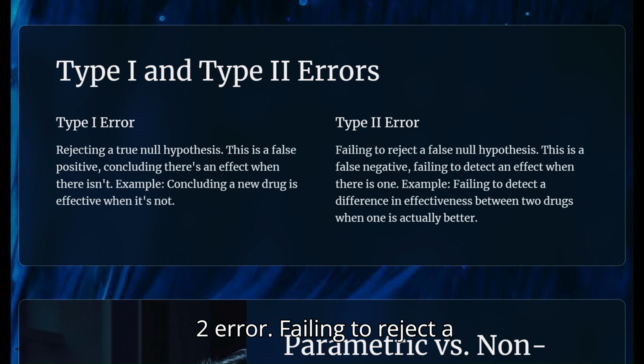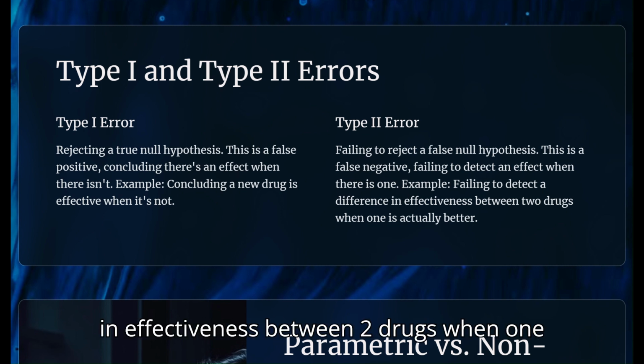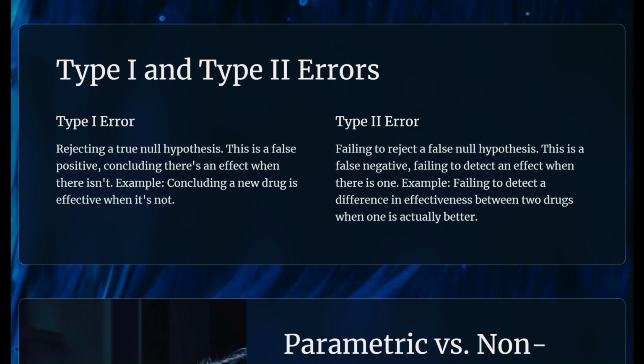Type II error. Failing to reject a false null hypothesis. This is a false negative, failing to detect an effect when there is one. Example: failing to detect a difference in effectiveness between two drugs when one is actually better.